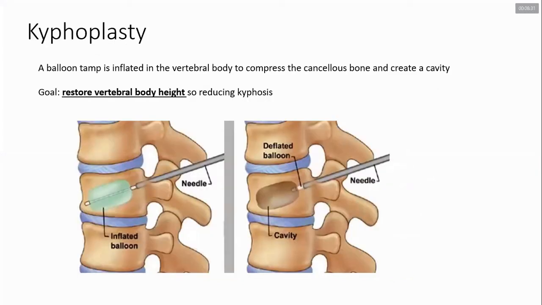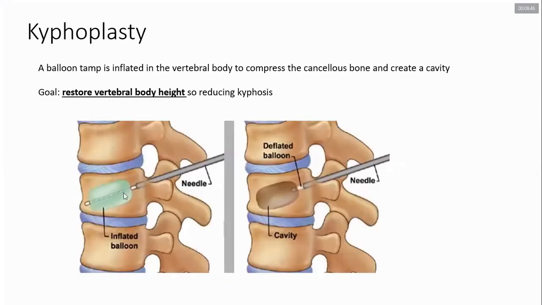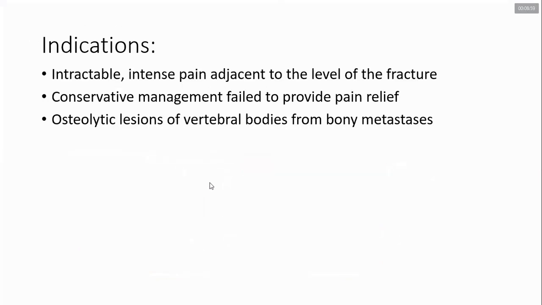If you go on to restore the vertebral height, that is known as kyphoplasty. So that's the basic difference: vertebroplasty is done just to strengthen the bone by injecting bone cement in the collapsed bone, whereas in kyphoplasty you first inflate a balloon to restore the vertebral height, and in that cavity you inject the bone cement. Your aim is to restore the vertebral height and thereby improve kyphosis and pain. These are done for intractable pain which has failed to respond to conservative management.